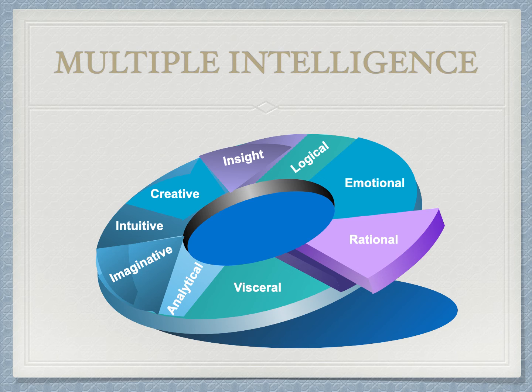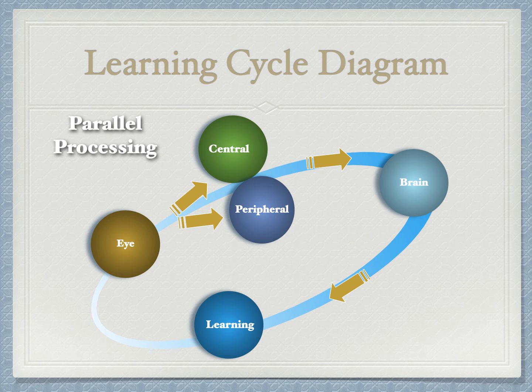This graph shows many types of intelligence that should be integrated together to give us the maximum amount of learning ability and the maximum amount of using our intellectual potential. We have visceral, rational, emotional, logical, insight, creative, intuitive, imaginative, and analytical. Another graphic shows parallel processing of central and peripheral, cognitive and non-cognitive learning together and its relationship to both connections to the eye and to the brain, because most of our learning, it's been reported that 80% of our brain activity is related to our vision.